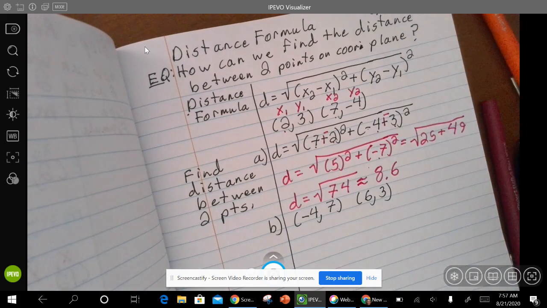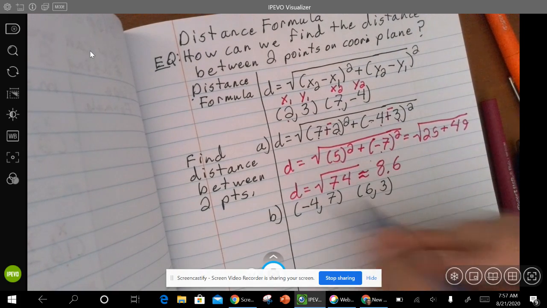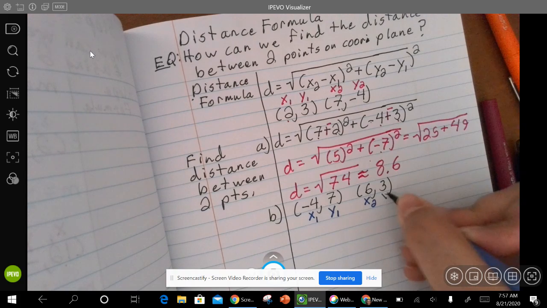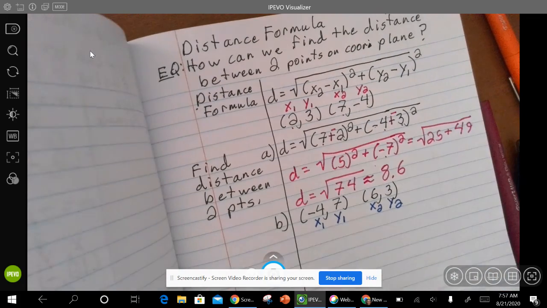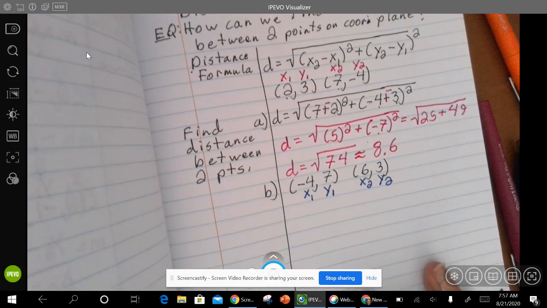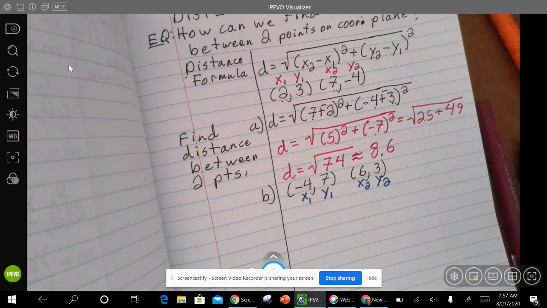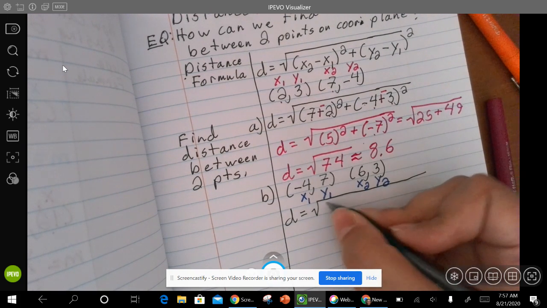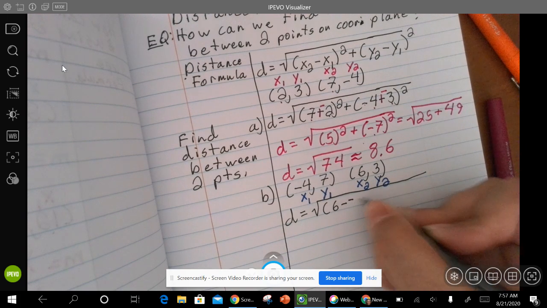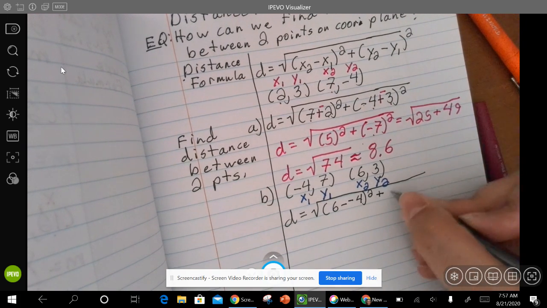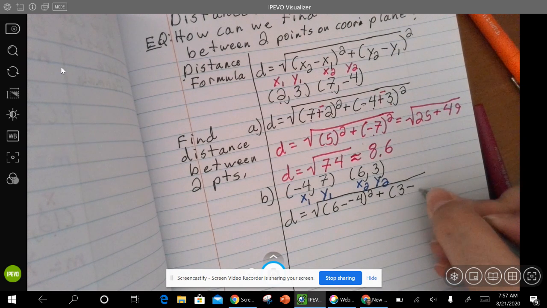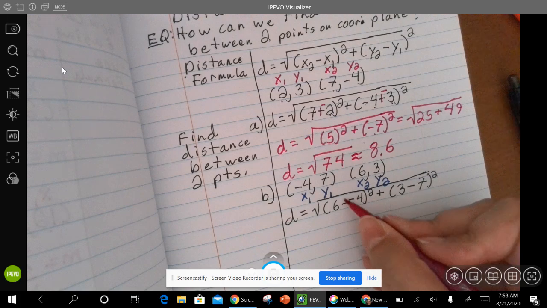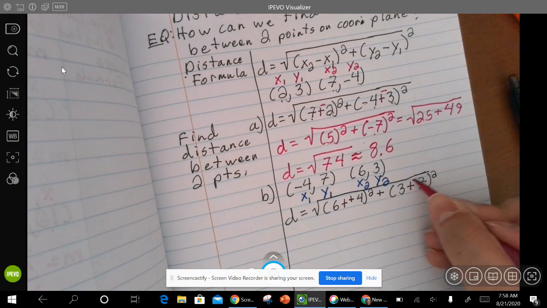Remember everybody what we have. So -4 is less than 6, so that means this is going to be our first point. So I label them. And then we're going to substitute them into our distance formula. Distance is equal to, we'll put it all in. So we're going to go 6 minus -4 squared plus 3 minus 7 squared. Okay, and then we're going to go keep, change, change, keep, change, change.